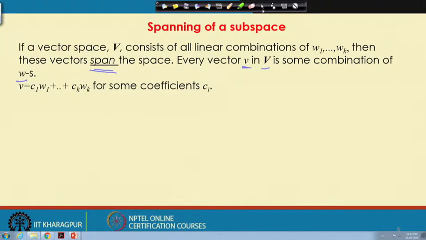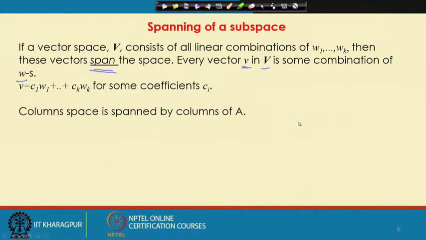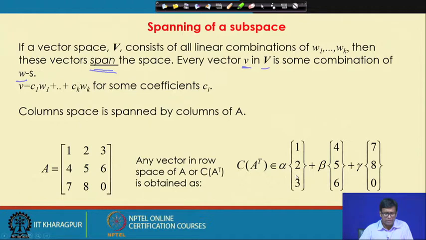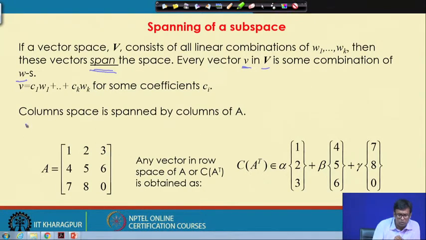Now we look into the column space. Column space is spanned by columns of A. For example, we have the matrix A with 1 4 7, 2 5 6 and 3 6 0 as the column vectors. Any vector in row space, this is given in terms of row space, but again row space is also formed. So, you can also write row space is spanned by rows of A.